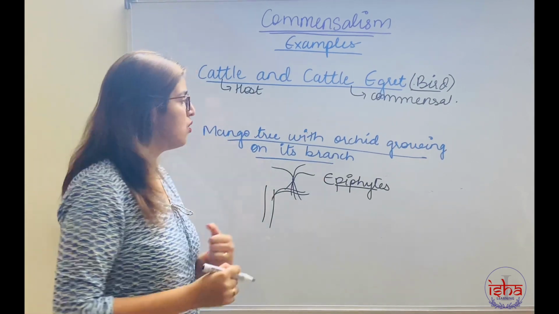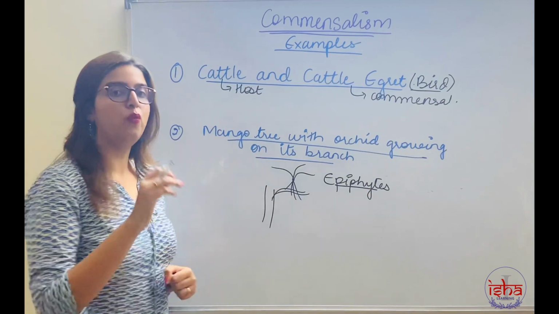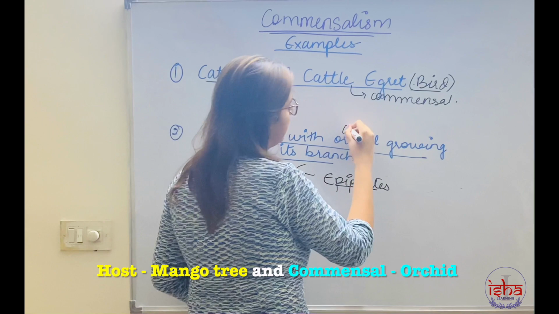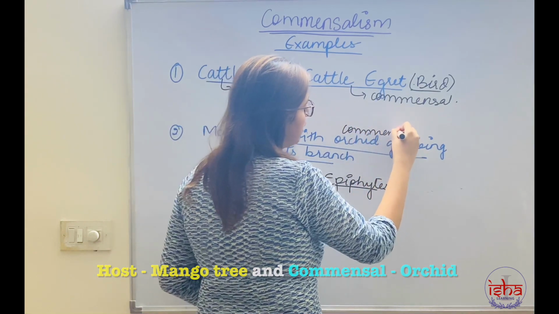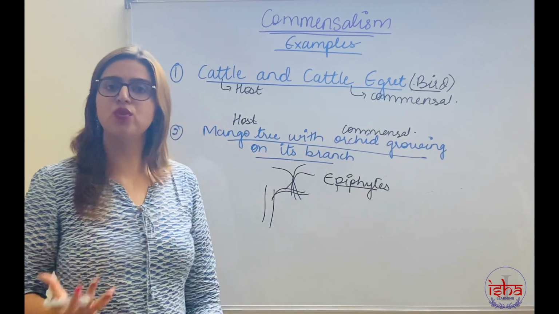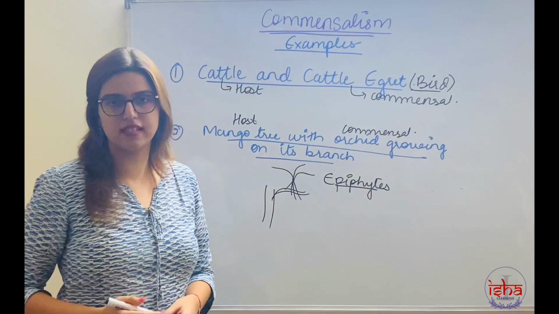Now take a guess on what is going to be the host and who is going to be the commensal. Well, the mango tree is the host and the orchid plant is the commensal. What advantage is the orchid getting? Well, it is getting a space to grow, right? So this is another example. Let's look at the third example now.